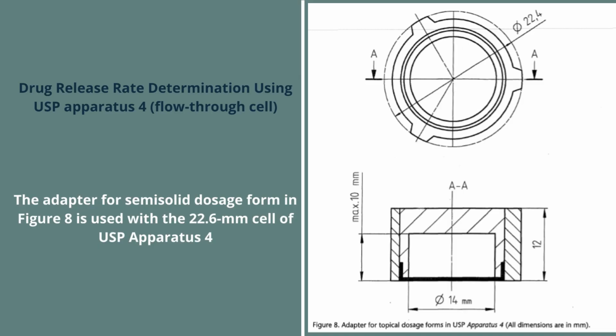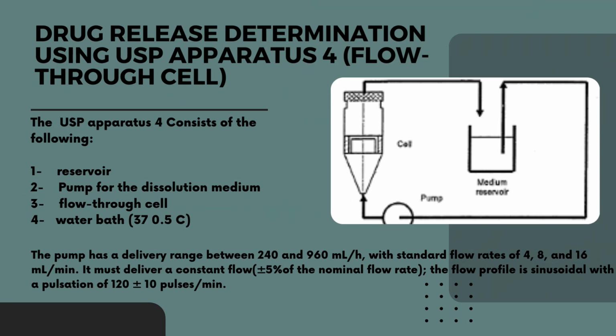Drug release rate determination using US Pharmacopoeia apparatus 4, flow-through cell. The adapter for semi-solid dosage forms in Figure 8 is used with the 22.6 mm cell of US Pharmacopoeia apparatus 4. The USP apparatus 4 consists of the following: a reservoir, a pump for the dissolution medium, a flow-through cell, and a water bath.